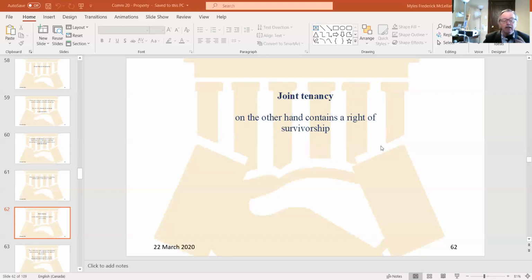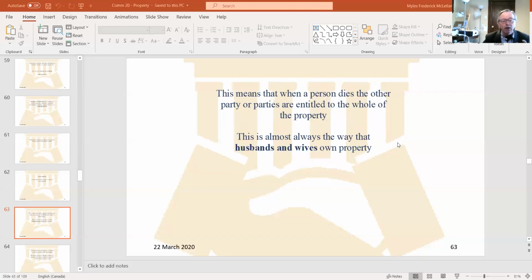So a joint tenancy basically means that if one of the joint tenants dies during the term of the joint tenancy, then it goes to what's called the surviving joint tenant. So this is almost always the way that husbands and wives own property, which simply means this. A husband and wife, and it could be common law spouses or married spouses, if they both put their names on a deed as joint tenants, and one of them passes away, then the surviving joint tenant owns it all.